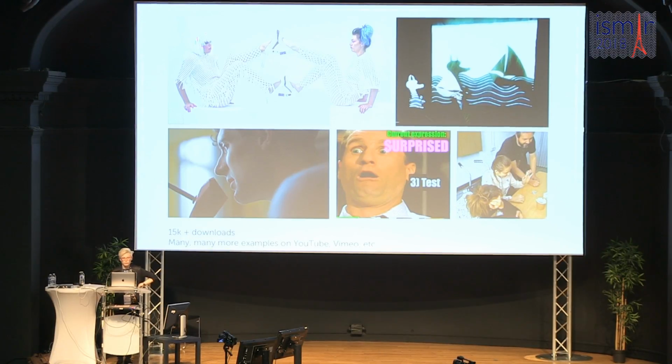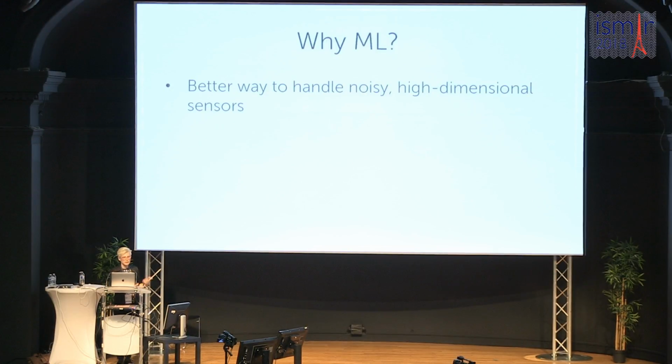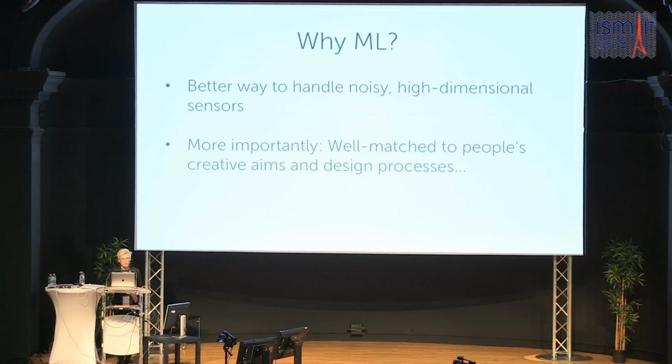So why are people using Wekinator for this stuff? Well, there's, again, an easy answer and then some more interesting answers. The easy answer, as many of you know well, is that machine learning is just often a theoretically better way to handle data if it's noisy, if it's high dimensional, right? You're going to get better results than if you had a human programmer write that mapping function or that model. But more interestingly, machine learning ends up being well matched to many of these people's creative aims and design processes. So that's what I'm going to talk about in the rest of this part 2 of my talk.